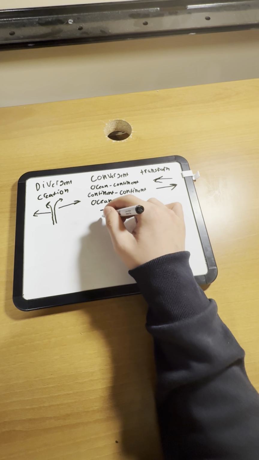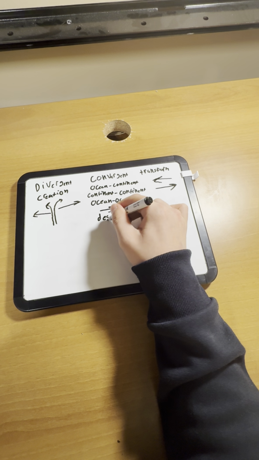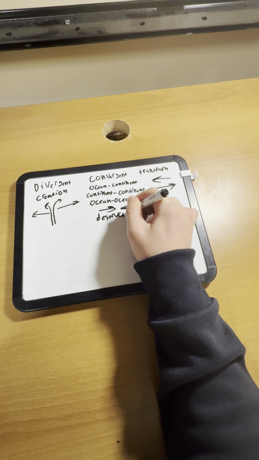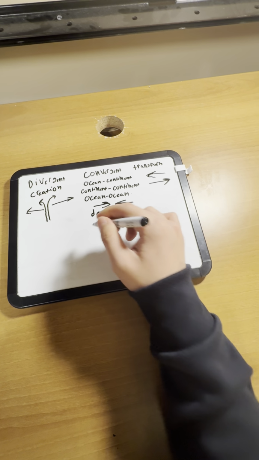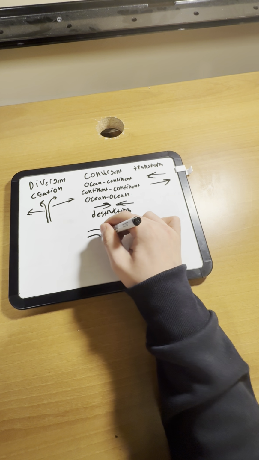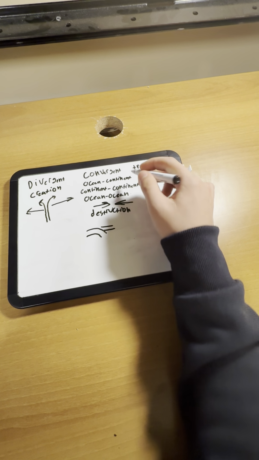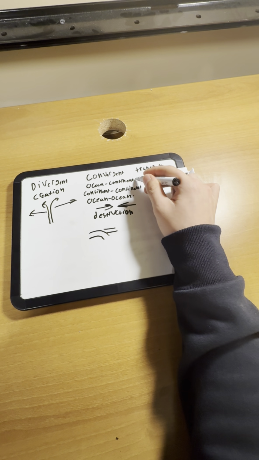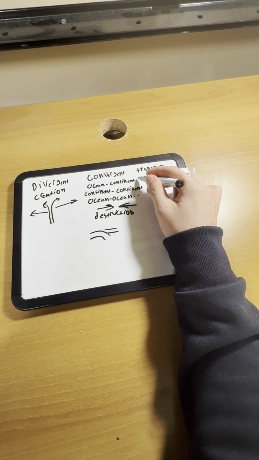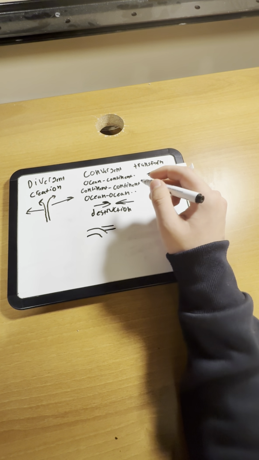Convergent boundaries are correlated with the destruction of crust. This is because as the plates move towards one another, the denser oceanic crust will subduct underneath the thicker continental crust. Ocean-ocean convergence follows the same process. The denser ocean crust will subduct below the younger ocean crust.